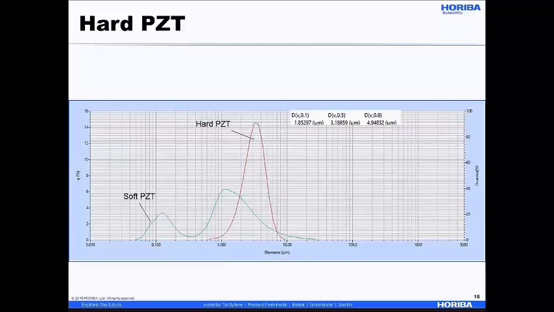Also, you want to be careful with your milling process and make sure you don't over mill to generate these submicron particles. So those are some of the differences between soft and hard PZT. The challenge would be hard PZT would be a little bit easier to control the particle size, whereas soft PZT, you need to be even more careful when you process these materials.